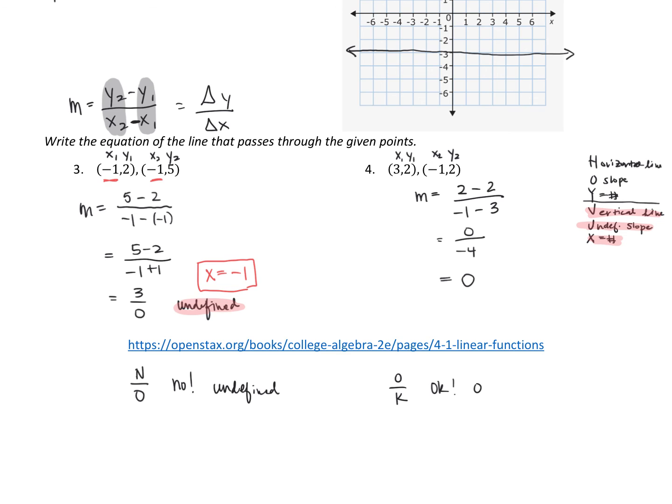All right, let's look at number 4. Number 4 is a 0 slope. Notice that's in the Hoy part. It's a horizontal line with y equals a number as the equation. So y equals, what do you think it's going to equal? See how the y values are the same now? So y equals 2 is the equation of the horizontal line that passes through the 2 points given.